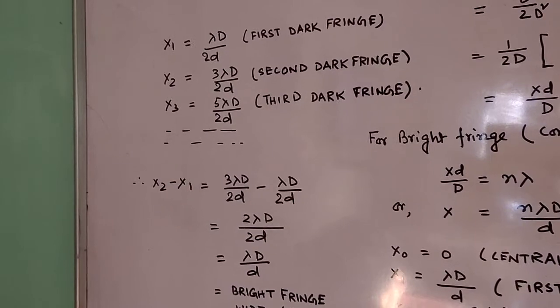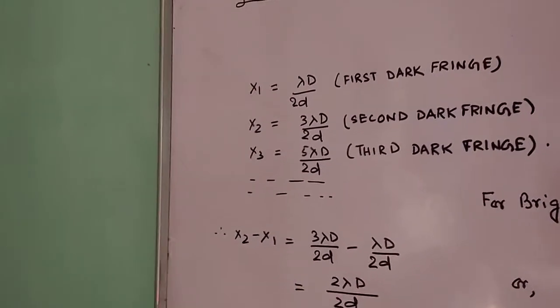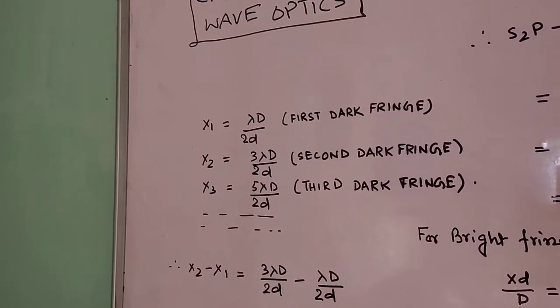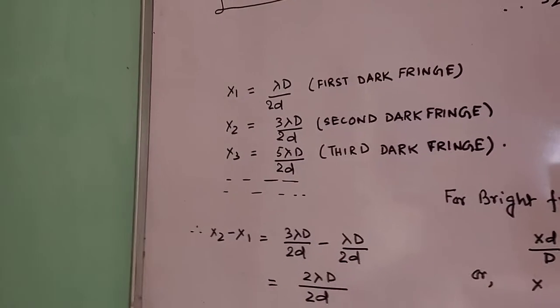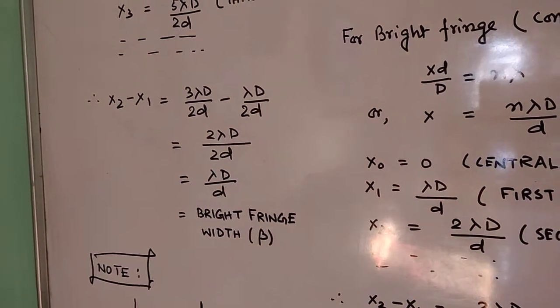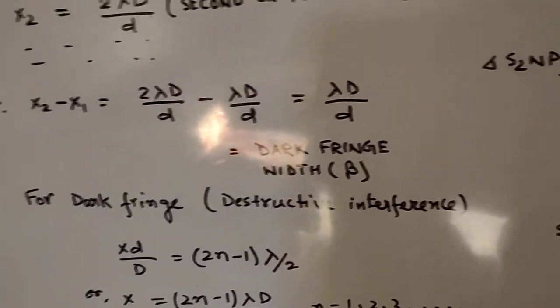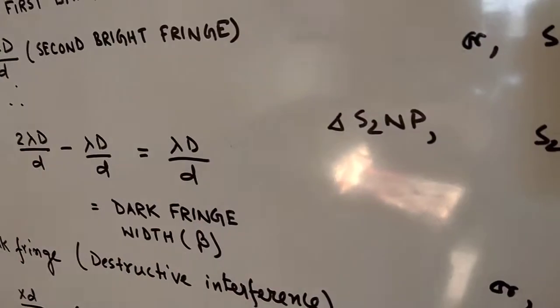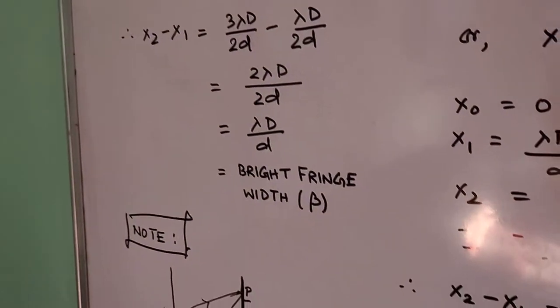If you go for the constructive interference, the consecutive difference is your dark fringe width. If you go for the destructive interference, the consecutive difference gives you the bright fringe width. So the bright fringe width is lambda capital D by small d. You have seen that the dark fringe width and bright fringe width both have an identical value. This is your dark fringe width, lambda capital D by small d, and this is your bright fringe width, lambda capital D by small d.